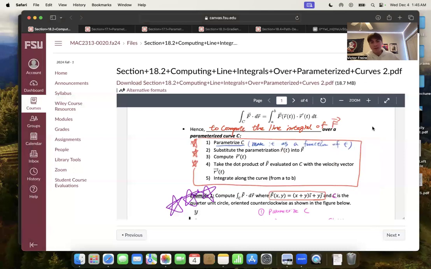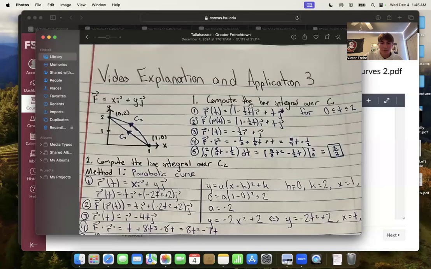And then step 4 is going to be to take the dot product of f evaluated on c, and so on. It's just f dot r prime, right? That's going to be step 4. So f dot r prime. So when we multiply the two x components, we're going to get negative 1/2 plus 1/4 t, right? And then when we multiply these two y components, we get just plus t. So then when we add this up, we're left with 5/4 t minus 1/2.